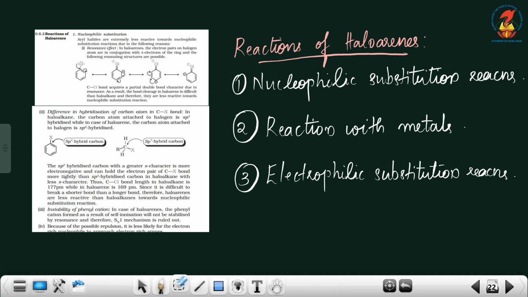Just like alkyl halides, the reactions of haloarenes, there are three main reactions like in alkyl halides: nucleophilic substitution reactions, reaction with metals, and electrophilic substitution reactions. In this video, we are going to study the nucleophilic substitution reactions and reaction with metals.